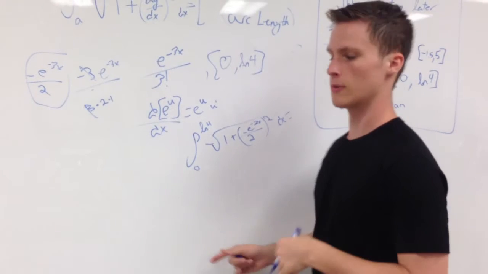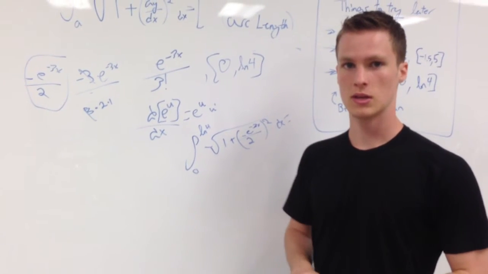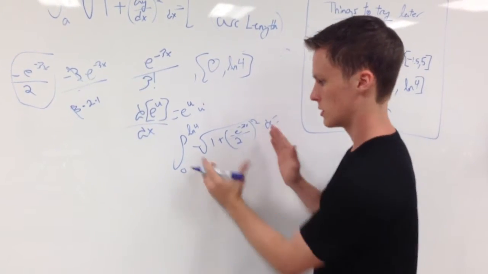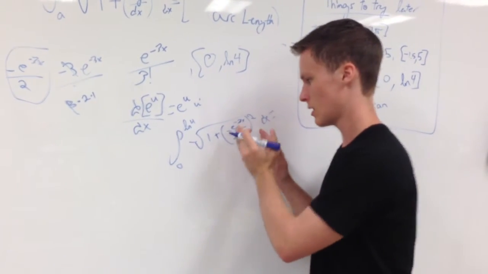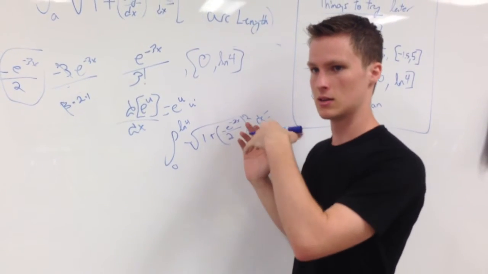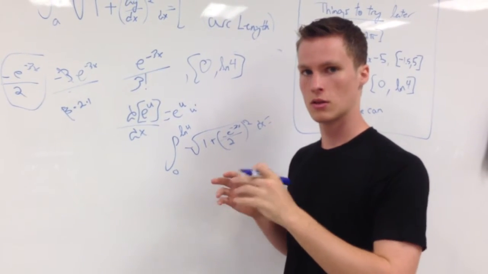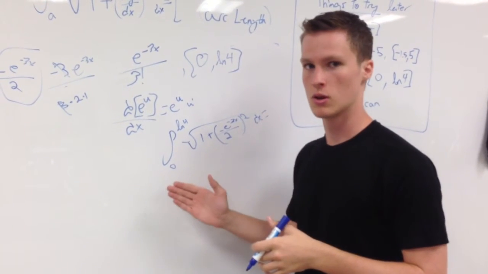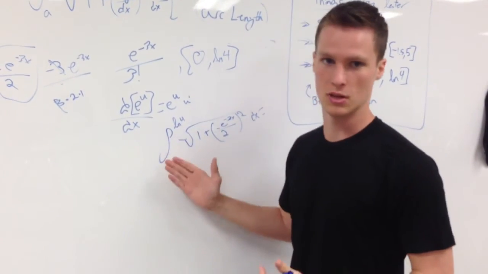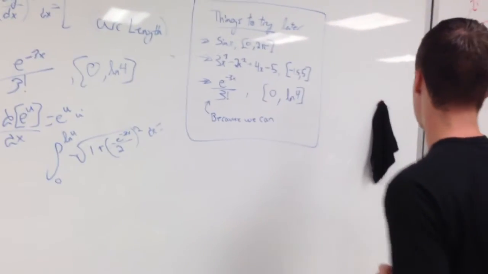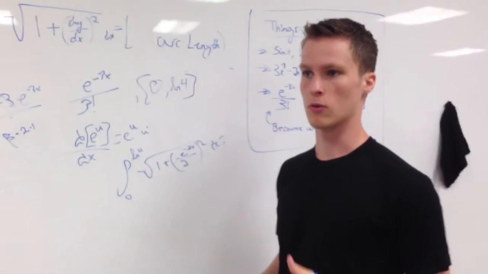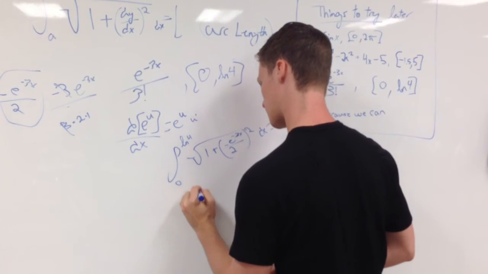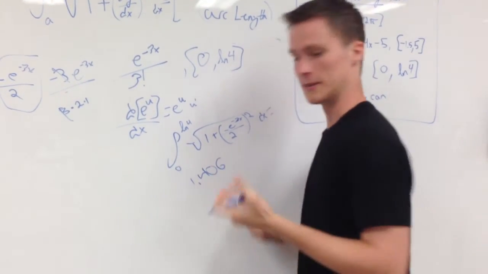Now, again, the way you're going to put this in your calculator is going to be math function integral, and then you're going to put the square root of 1 plus that, and you're going to put a comma, your variable of integration, which is x, a comma, your lower limit, which is 0, another comma, and your upper limit, which is going to be ln 4. Now, the answer to this one is 1.406. And that's how I solve it.